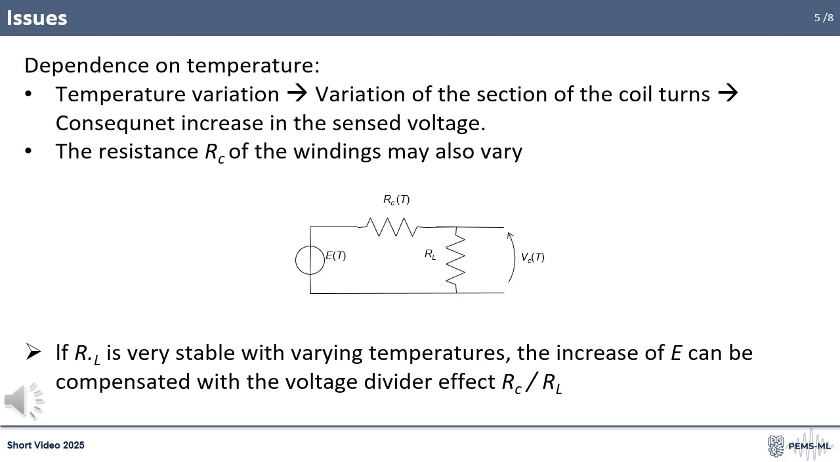Like all electromagnetic transducers, the Rogowski coil is subject to environmental influences, particularly temperature variations, which can affect its accuracy and stability. These effects mainly arise from two mechanisms: variation in the coil geometry and variation in the electrical resistance of the winding due to temperature variations. If the measuring system is designed such that RL is significantly higher than RC and it remains stable across the operating temperature range, the thermal variation in RC introduces only a small fractional error that can be compensated using the voltage divider effect. This can ensure a passive thermal compensation to provide a high and thermally stable load resistance.